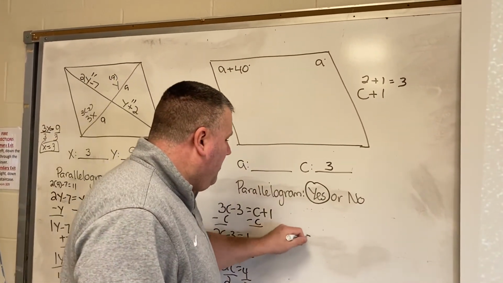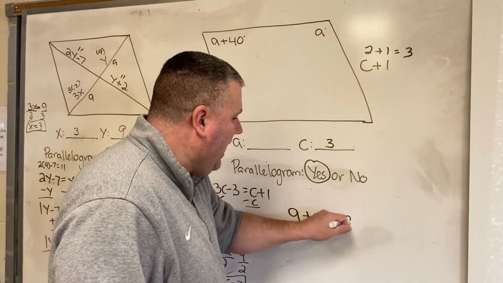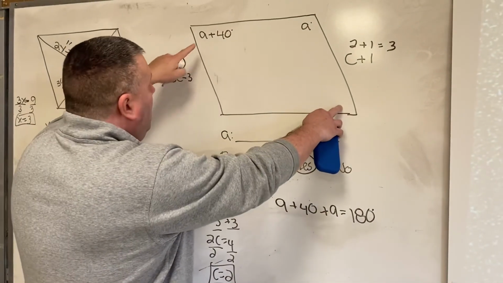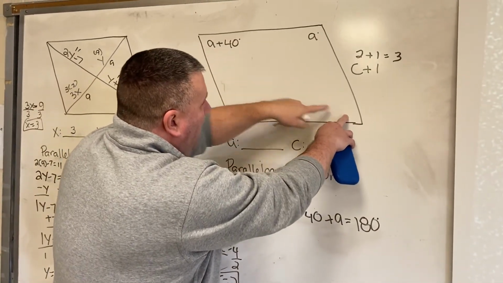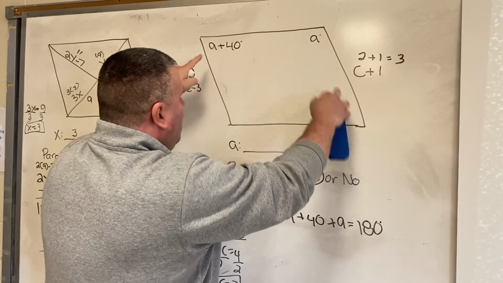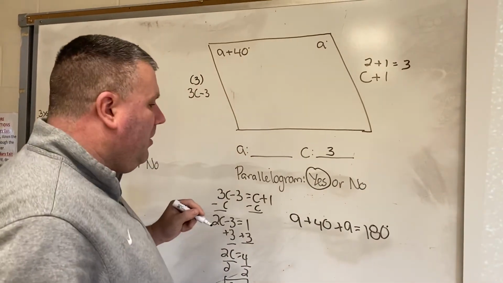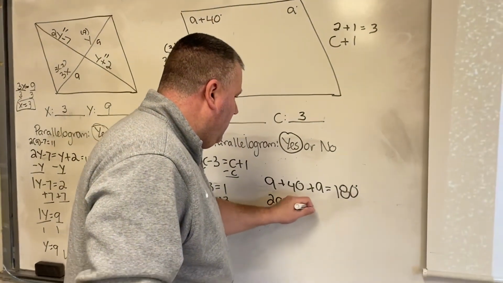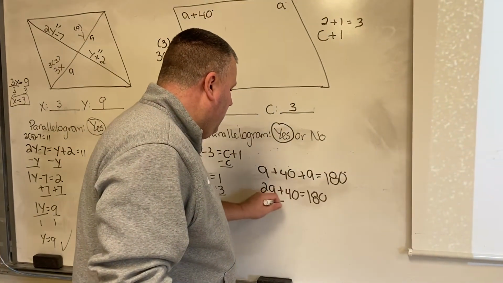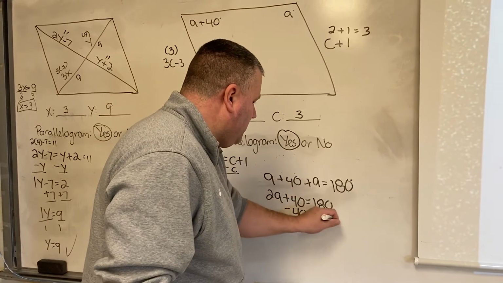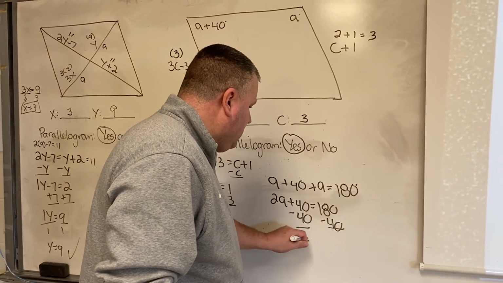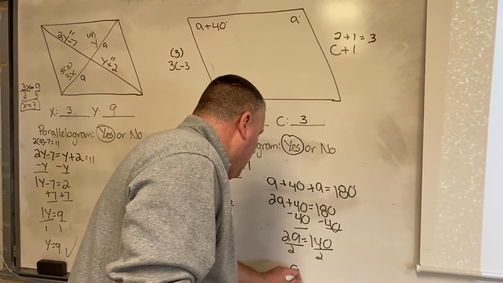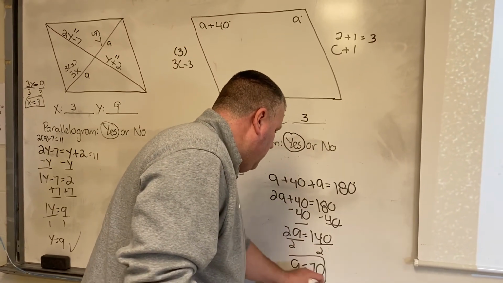So we have a plus 40 plus a is equal to 180 degrees. Remember, if these angles were here, if this A was over here, then you could set these two equal to each other. But since they're consecutive, you set them equal to 180 degrees. So that is 2A plus 40 is equal to 180 degrees. Subtract 40 from both sides. 2A is equal to 140. Divide both sides by 2. A is equal to 70.